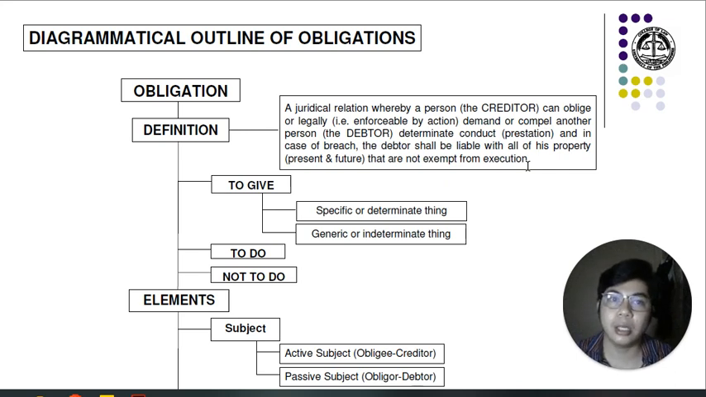So as you can see in the model that I've given you, there is a definition there in Article 1156, which is: an obligation is a juridical necessity to give, to do, or not to do. Okay, so to elaborate it more, we have this definition by Arias Ramos. It is more complete rather than the Civil Code's provision.